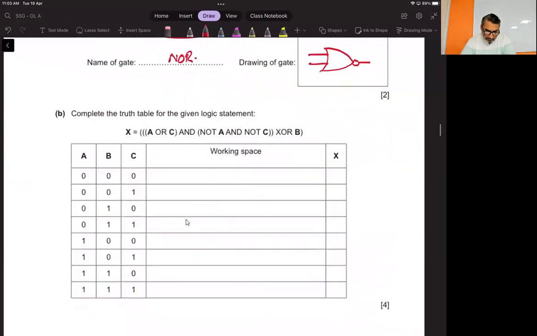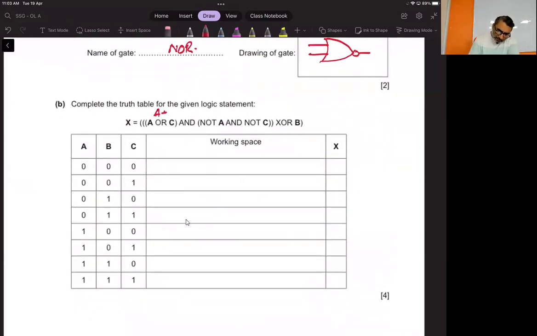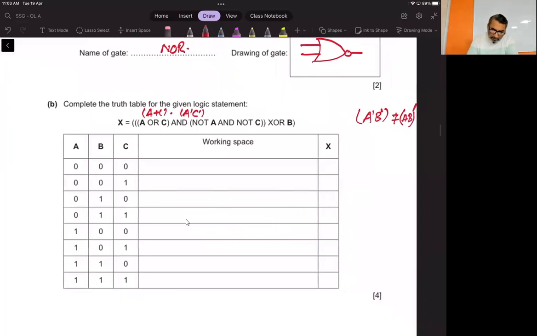Complete the truth table for this. A or C is basically A plus C, and not A means A naught, and not C means C naught. And remember, A naught B naught is not equal to AB whole naught. Always remember that. Do not get deceived by the idea. Exclusive OR B. So they all are equal. This is the mathematical model, the logic expression.